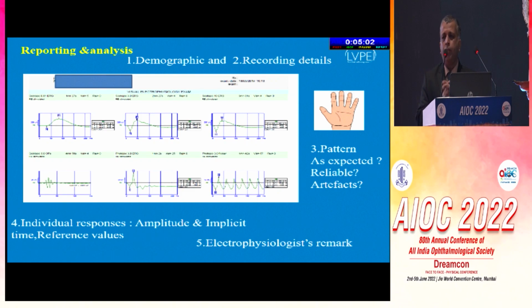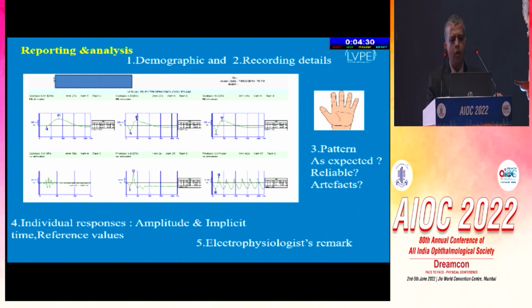They are not the same; they are complementary to each other, because the flicker targets the L and M cones, whereas the light adapted 3.0 ERG targets both L and S cones. The reports need to be analyzed in terms of demographic details, race, gender, pupil size, the electrodes used, and the lab used. First, as Dr. S.J. described, when we look at the responses, we need to see whether they conform to the expected pattern.